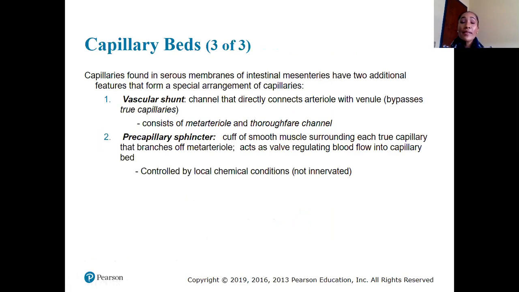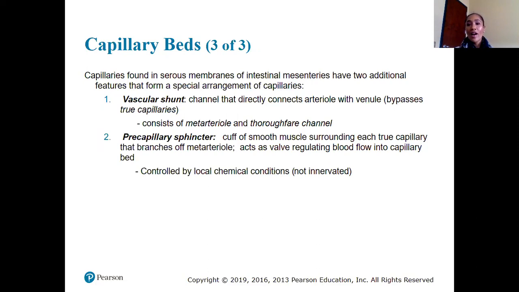Okay, so capillaries found in serous membranes of intestinal mesenteries have two additional features that form a special arrangement of capillaries. So we have a vascular shunt and then a precapillary sphincter. The vascular shunt is going to be a channel that directly connects an arteriole with a venule. So in essence, this will occur if we want to bypass what we call true capillaries. True capillaries will consist of a meta-arteriole and a thoroughfare channel, and we'll see this in a little bit. The precapillary sphincter will be a cuff of smooth muscle surrounding each true capillary that branches off a meta-arteriole.